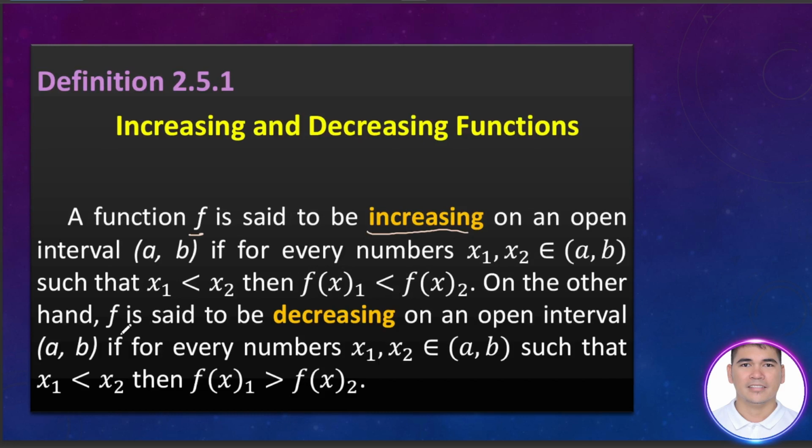On the other hand, f is said to be decreasing on an open interval (a, b) if for every pair of numbers x sub 1, x sub 2 that are elements of the open interval (a, b), x sub 1 is less than x sub 2, which is the same as in the increasing case. But here f of x sub 1 is greater than f of x sub 2. So, that is where they differ. For increasing, x sub 1 less than x sub 2 gives f of x sub 1 less than f of x sub 2. For decreasing, x sub 1 is less than x sub 2, but f of x sub 1 is greater than f of x sub 2.